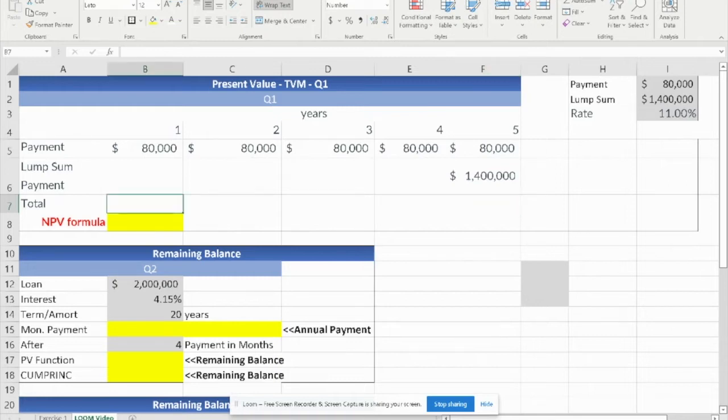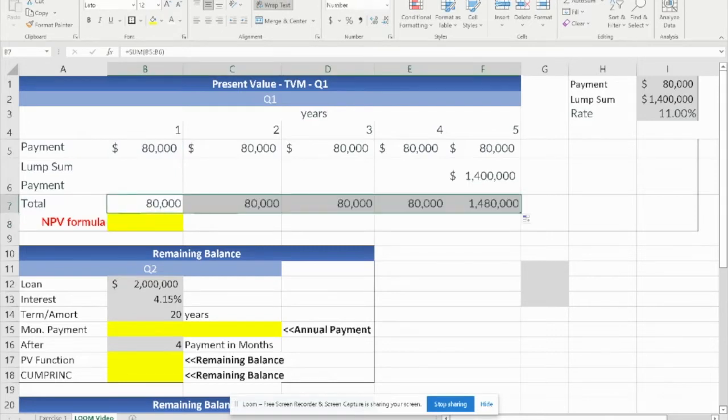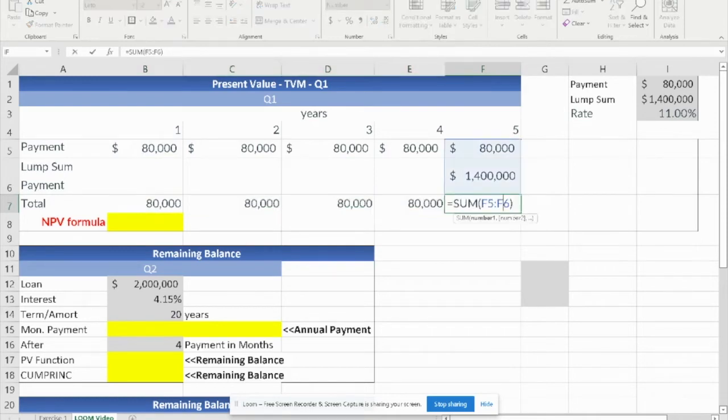That's very critical when you're calculating NPV, since the values have to be in the same row. I'm going to do a simple formula here: equals sum of whatever happened in year one, including payment and lump sum. But obviously, I only had payments, no lump sum in year one. I'm going to drag that across so I can get the same formulas for year 5. You can see it's totaling the payment plus the lump sum amount.